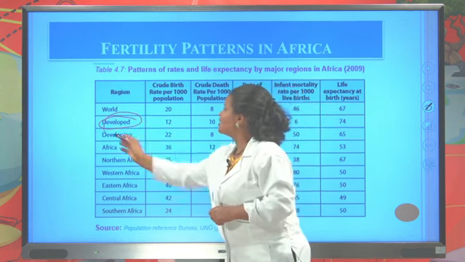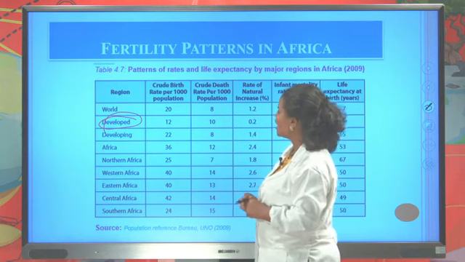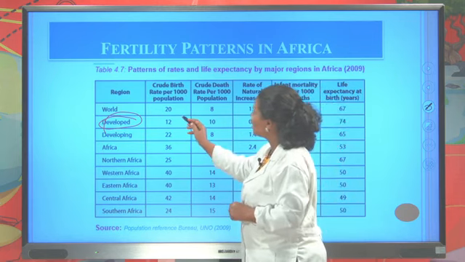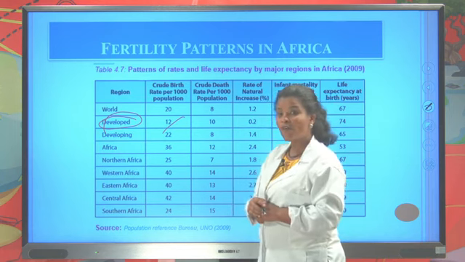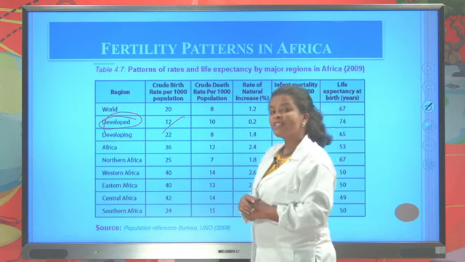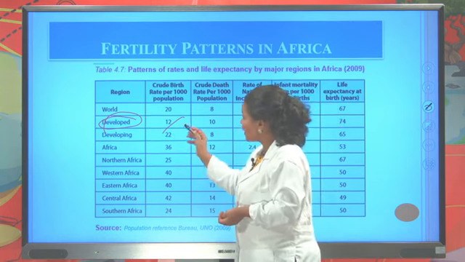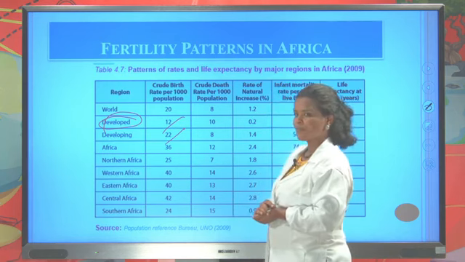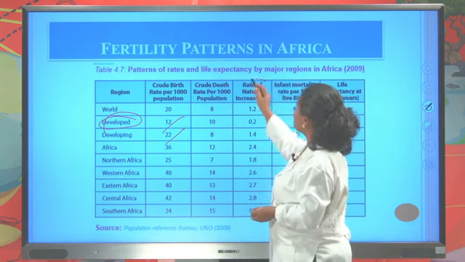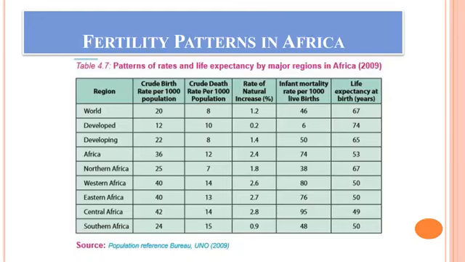The crude birth rate of a developed country is 12 per 1,000. In a developed country, the birth rate is lower than in a developing country. The developing country birth rate is 22 per 1,000. The rate of natural increase in Africa and developing countries is also high.